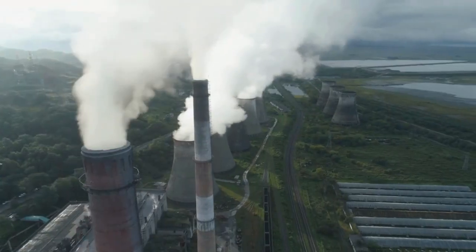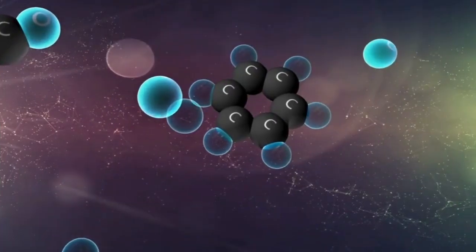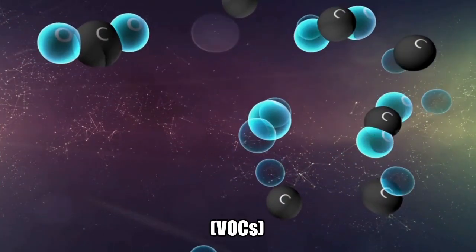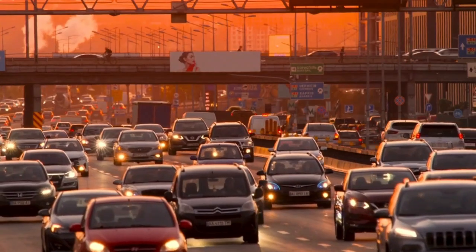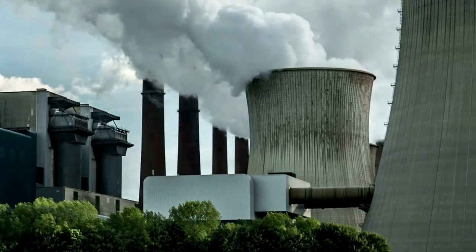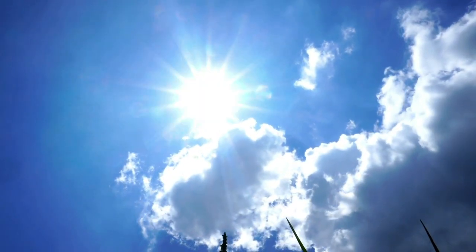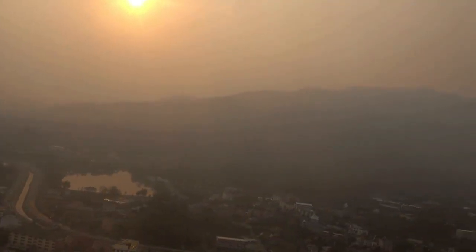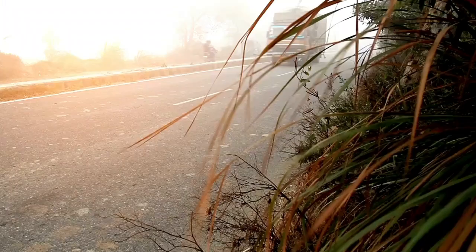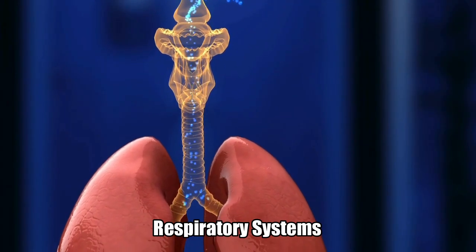What exactly is smog? Smog is a form of air pollution caused by a mix of pollutants like nitrogen oxides, volatile organic compounds, VOCs, sulfur oxides, and particulate matter. These pollutants, emitted from vehicles, factories, and other human activities, combine with natural fog or sunlight to create a dense, cloudy haze. While it may look like a harmless fog, smog is far from benign. It reduces visibility and carries harmful pollutants that can penetrate deep into our respiratory systems.